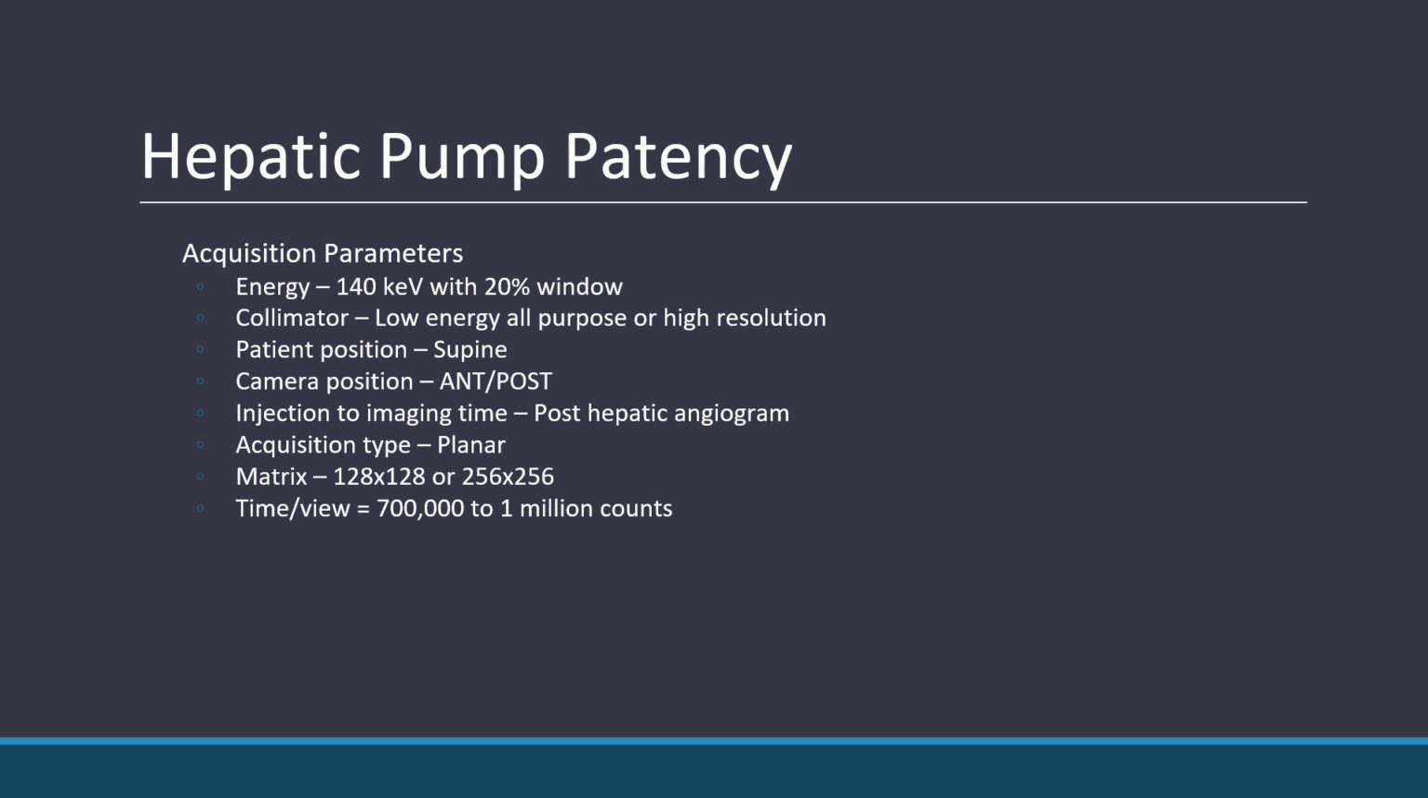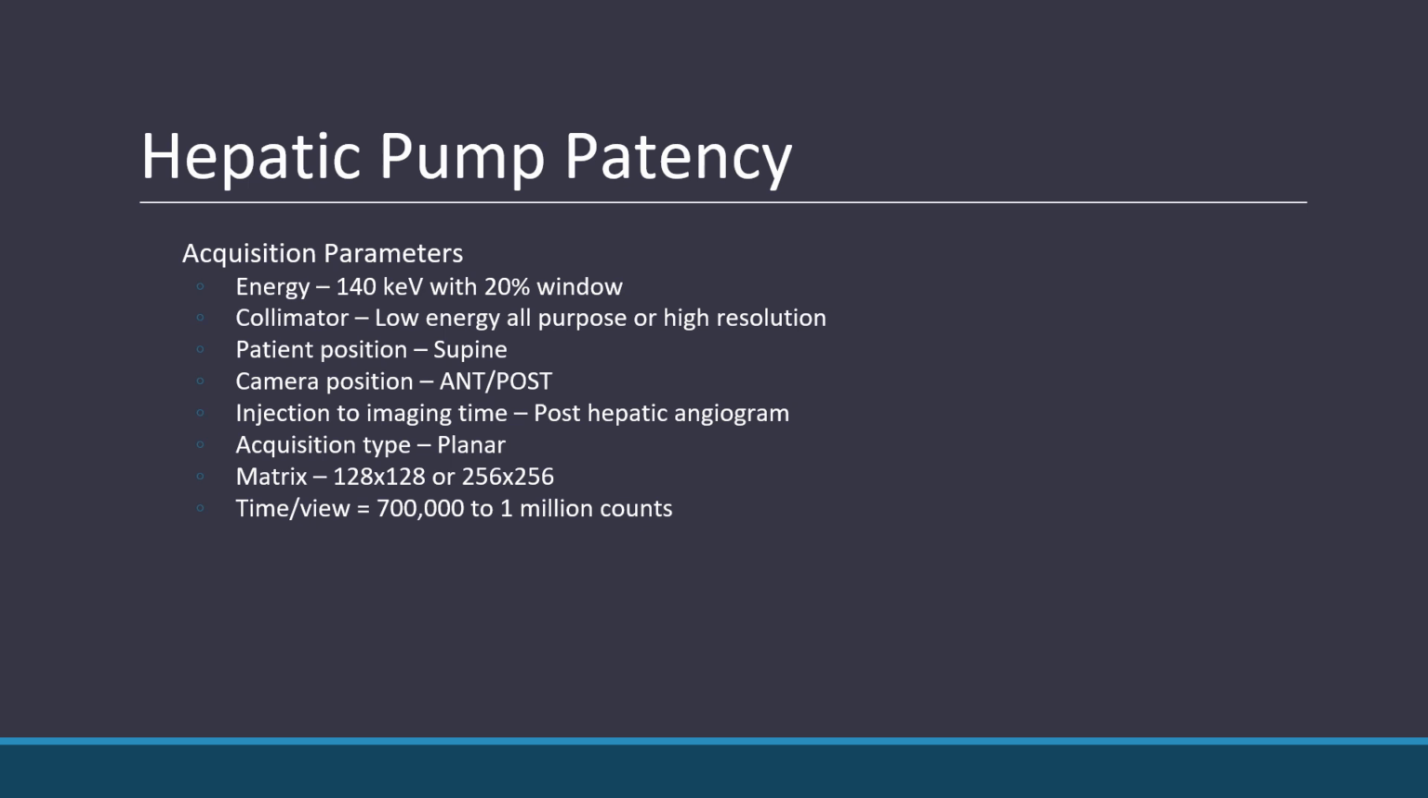So the images are, the photopeak is 140 keV with a 20% window because we're looking at a tech-based agent. The collimator is low energy, all purpose or low energy, high resolution. Patient is supine with the camera anterior and posterior. Injection to imaging time depends on when they come from interventional radiology, but it should be fairly quickly. You're not trying to do a flow or anything. You're just looking for activity present.